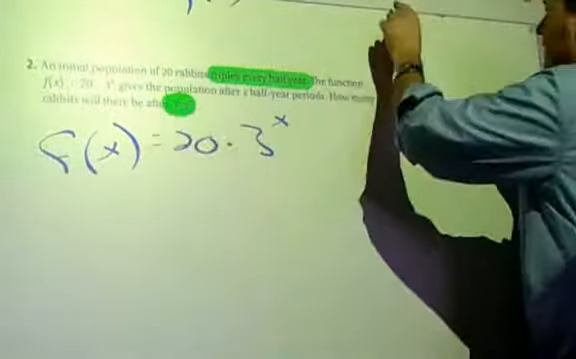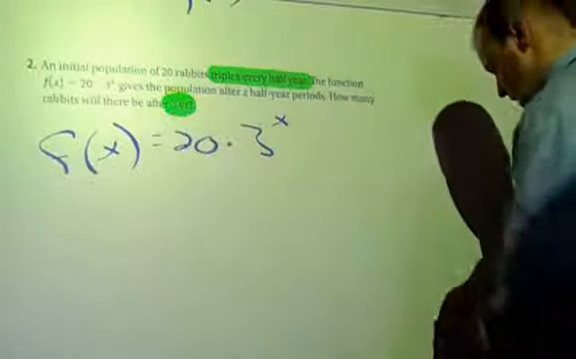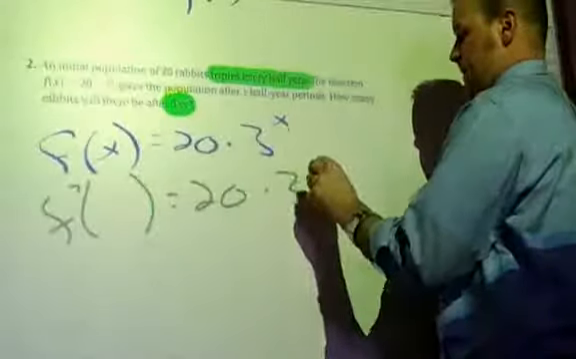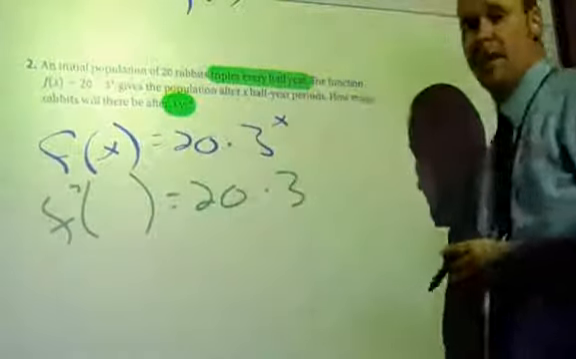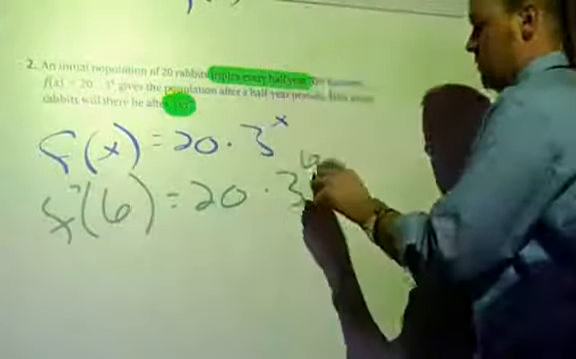How many rabbits will there be after 3 years? I just want to make sure you're reading the problem. So if we have this, what's going in for x? So every half year after 3 years. How many half years are there in 3 years? Well, there's 6 half years. So 6 is going in.